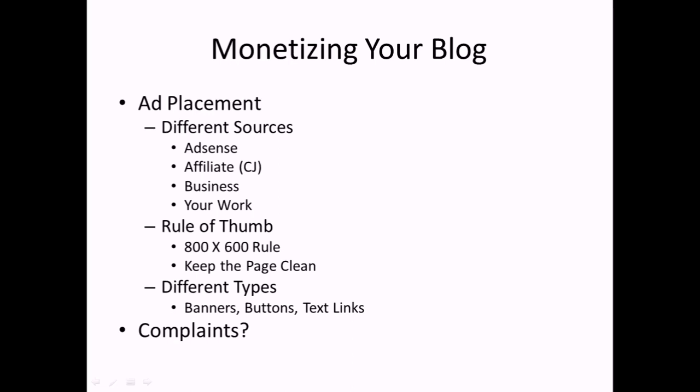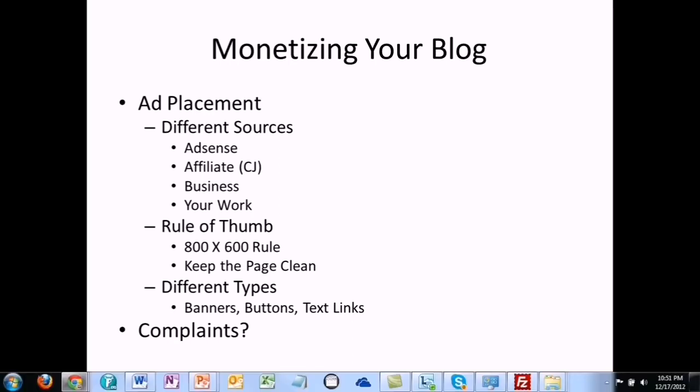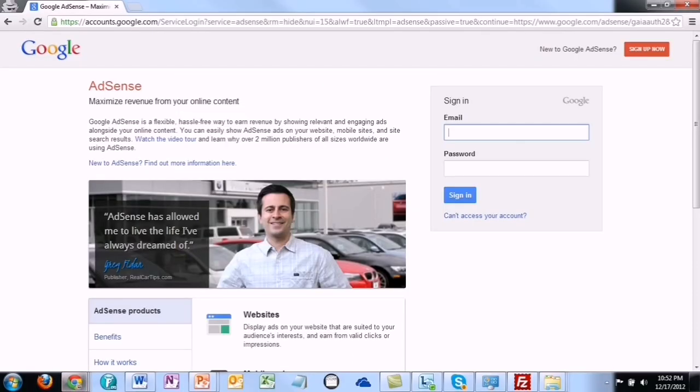Now, there are three primary things you want to pay attention to: the sources, one particular rule of thumb, and then the different types. So in other words, first thing you want to consider is you want to have different sources. In some cases, you're going to want to use the Google AdSense program. If you're unfamiliar with Google AdSense, all you'll have to do is go to google.com/AdSense, and you can join the AdSense program, which will allow you to put ads on your site. And I'll show you what this looks like in a minute.